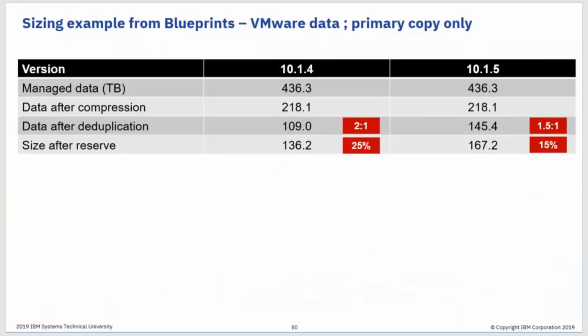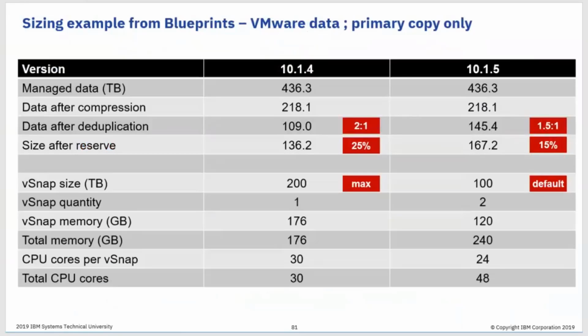We plug in the numbers. The managed data, obviously the amount of data that's going to come into the system, is not going to change. That hasn't changed between 10.14 and 10.15. That's the total amount of data over 3 years given growth and change rate in the front end of 100 terabytes. Compression is still 50% by default, so it's going to get halved as far as how much data has to be stored.